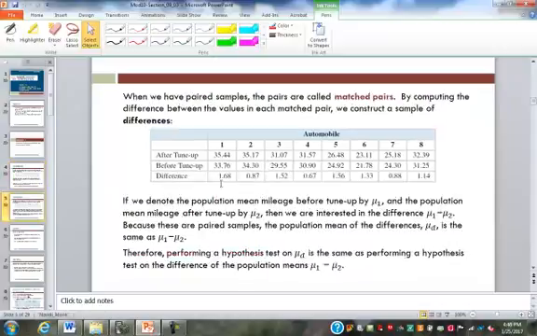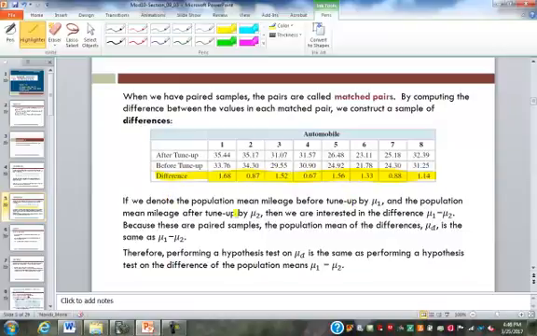So the first thing we do is find the difference. Here we're going to do the after minus the before, so it's 1 minus 2 here. And we get a difference of 1.68, 0.87, and so on for each of the 8 cars. This is the sample that we are testing right here, the differences. So that is really what we're testing.